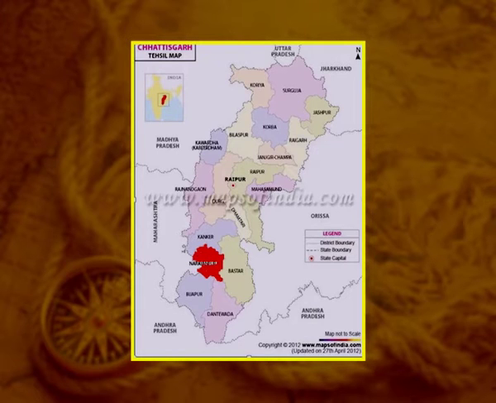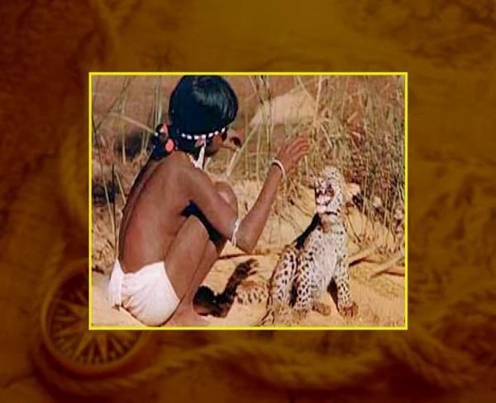Abujhmad district is in Narayanpur. He lives in the forest with very few huts around. His body is barely covered with clothes. Here in this picture, a young tribal boy is seen playing with a wild animal. He carries an axe and wanders in the forest.